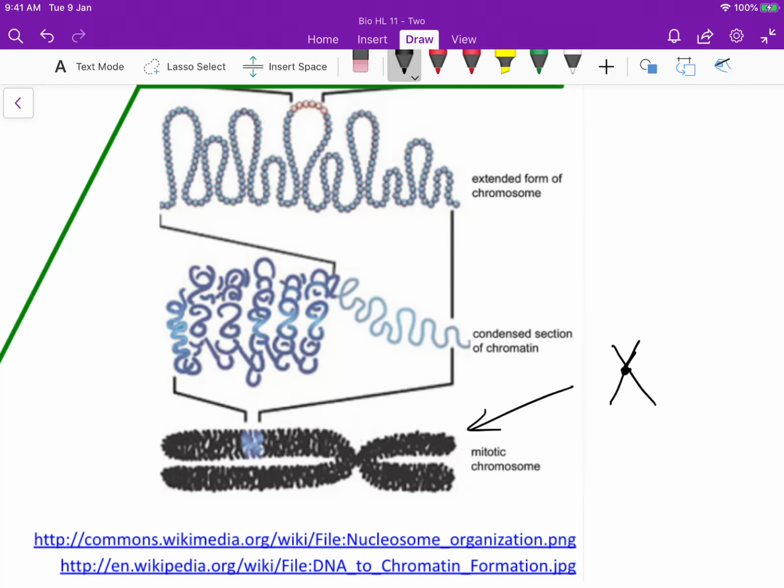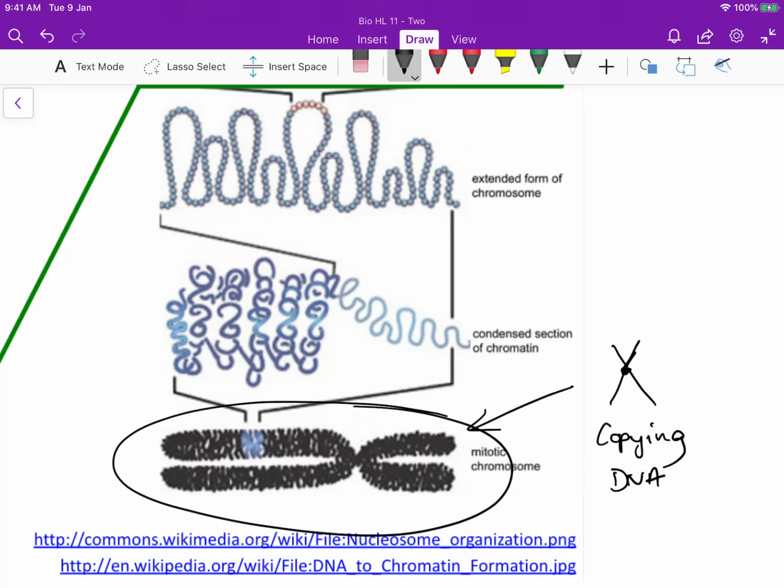Now, it's important to say that these structures are only ever formed when we are copying DNA. Normally, when we're not copying DNA, we would have the kind of beads on a string structure of DNA. It wouldn't be wrapped up into these tight structures, these X shape. So only during DNA replication do we get this structure being shown, and we're packaging it up. So that's one of the functions of nucleosomes. It's to help package for copying DNA.